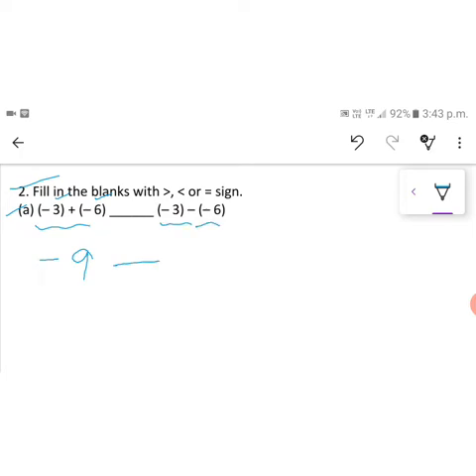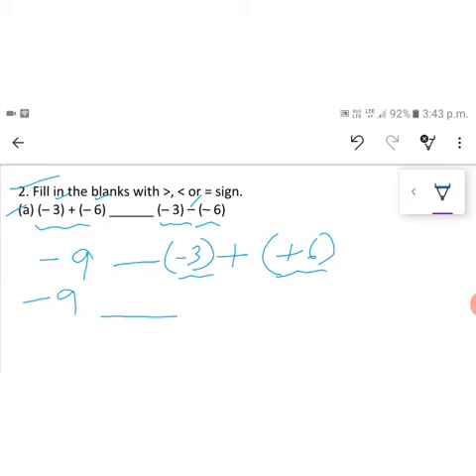Let's do the right hand side. Write minus 3 as it is. Change the subtraction sign into plus sign. Now take the additive inverse of minus 6. The additive inverse of minus 6 is plus 6. Minus 3 plus 6.